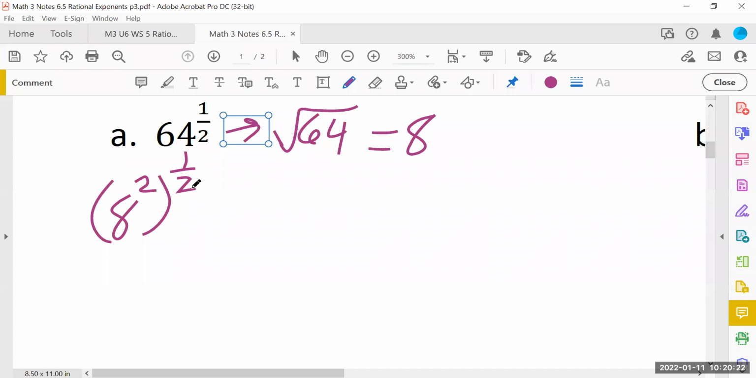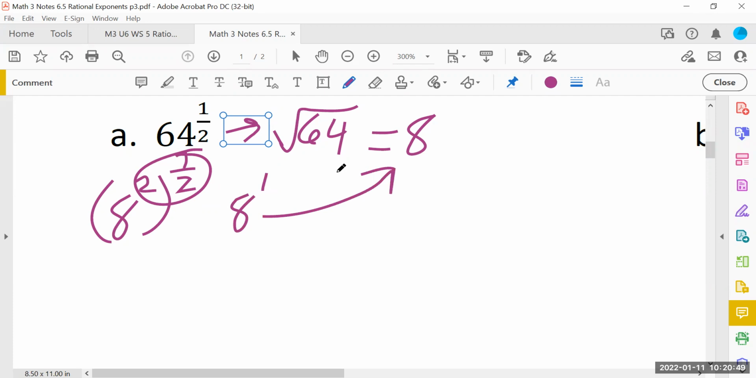And if you look at the exponent rules, we just said that if I raise a power to a power, I multiply them. Class, what's 2 times 1/2? 1, right? 2 times 1/2, the 2's cancel out, I get just 1. 8 to the first power. This is why the square root of 64 is 8.